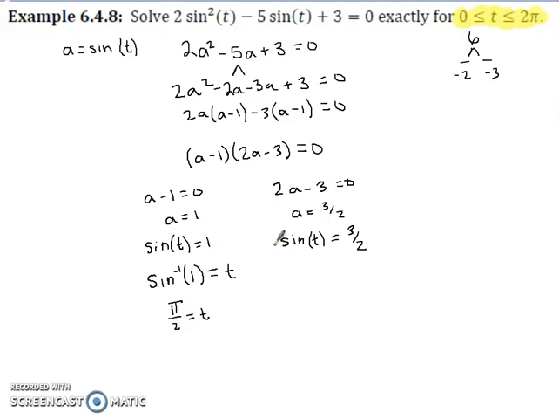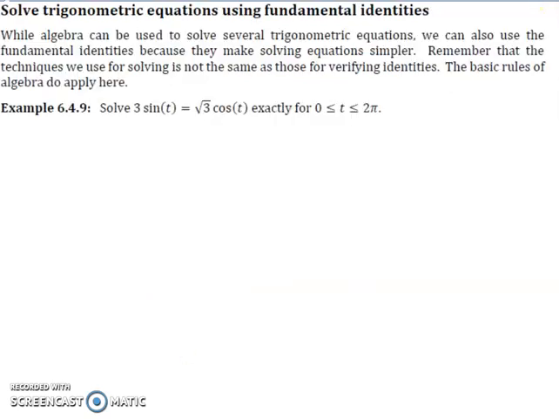Now my second equation, sine of t is 3 over 2, this is not going to give us a solution because our sine function is bounded between negative 1 and 1. This 3 over 2 is 1.5, which means that there is no sine value that will give us a 1.5, no angle that will give us a sine value of 1.5. So this has no solution, meaning that the only solution to this equation is pi over 2. Since we are only looking at the value from 0 to 2 pi, we only have a single solution.